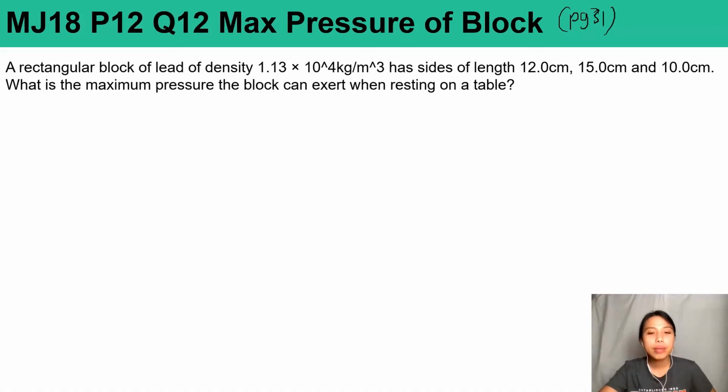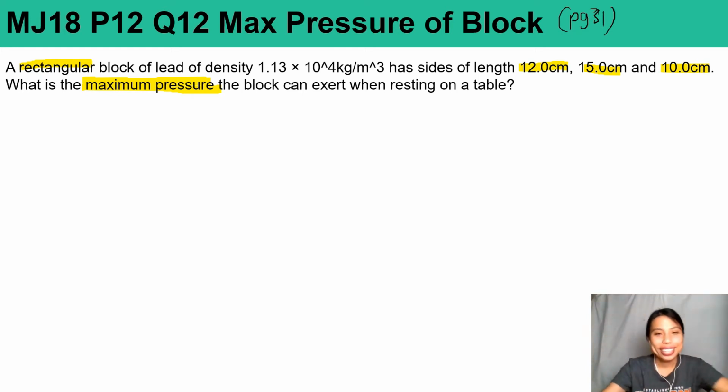A rectangular block, rectangular, that's a keyword, of a density given to us, has sides 12, 15, and 10 cm. What's the maximum pressure this block can exert when resting on a table? So, we have a block. Now, no diagram is provided to us, which means we should draw a diagram. This is true for most chapters in physics. If there's no diagram, you must draw your own diagram.